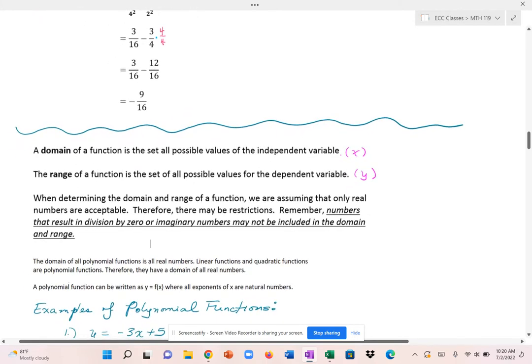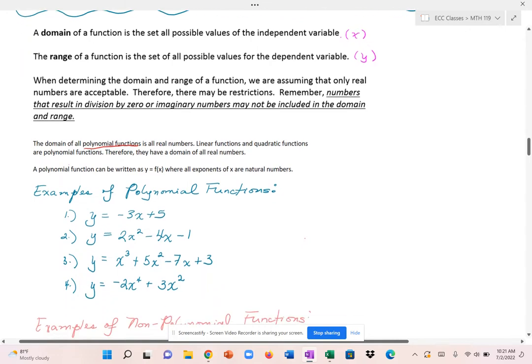The domain of all polynomial functions, which is a very specific type of function, is always going to be all real numbers. Linear functions and quadratic functions fall under that umbrella of polynomial functions, but there are more. Basically, a polynomial function is any function where the exponent is a whole number, you don't have any radicals, and you don't have any variables in the denominator. So here are several examples.